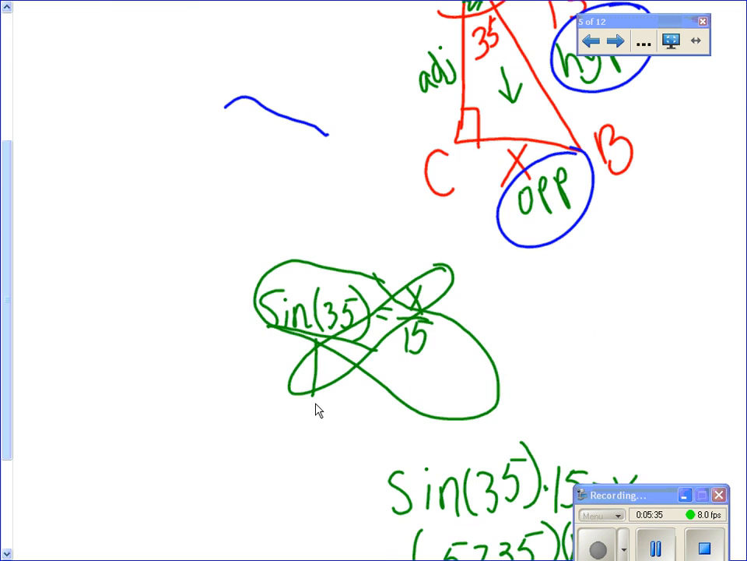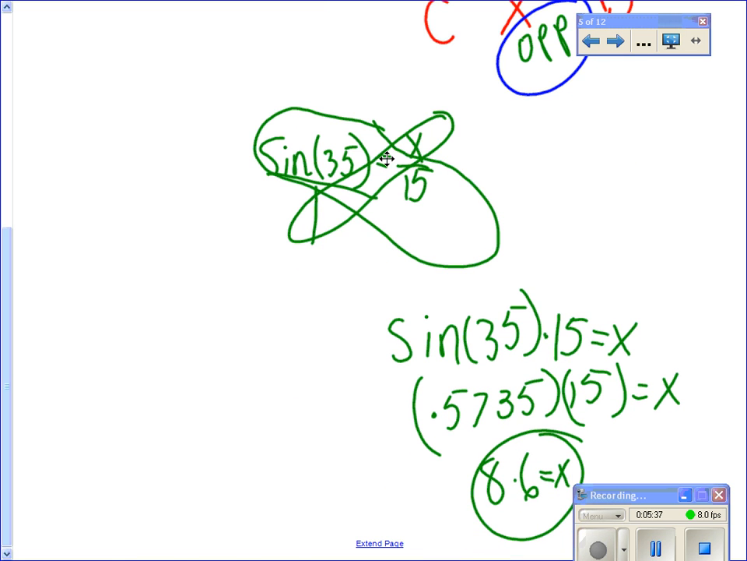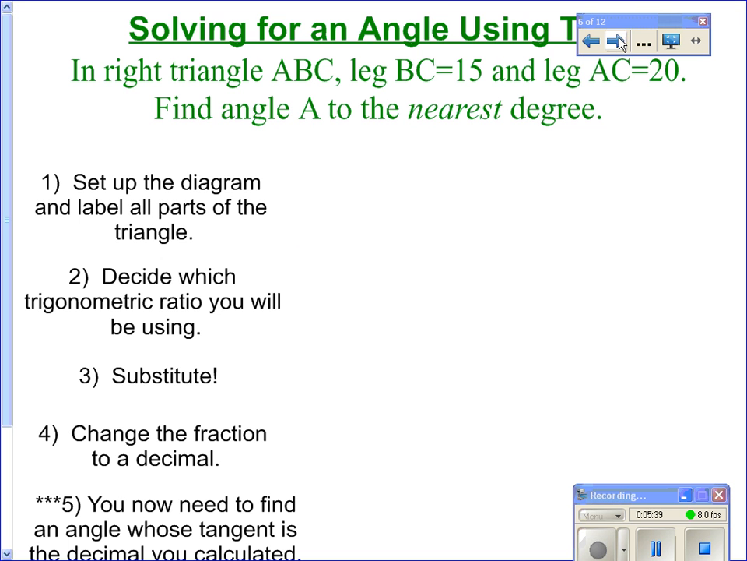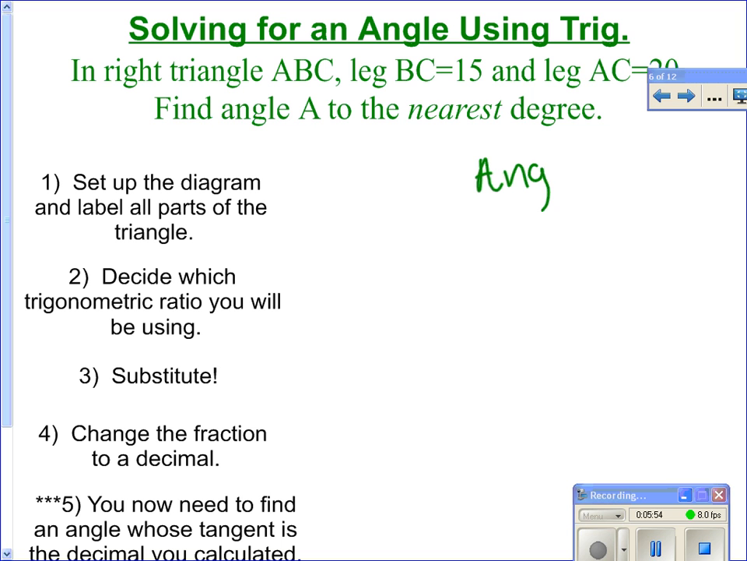Yeah, nearest tenth. So 8.6 is my final answer. All right, now the other thing that we did discuss is solving for an angle. So I think the key thing here to remember is that when you're solving for an angle, we have to use the inverse functions.